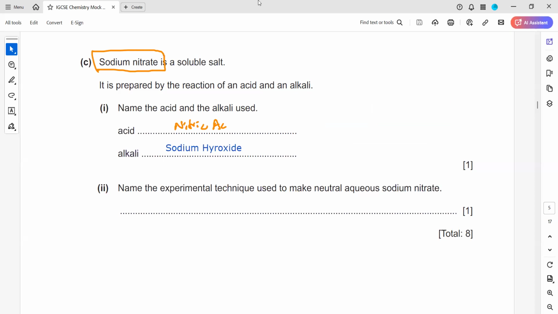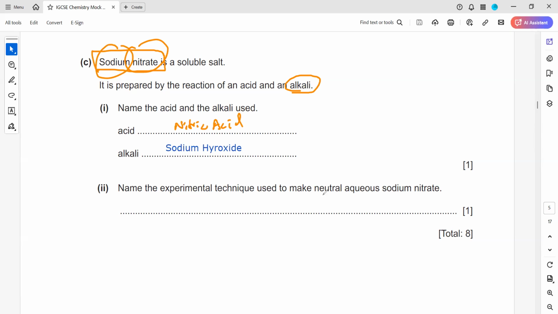Because we want to prepare sodium nitrate, we need nitric acid and we need sodium hydroxide. We need an alkali, which should be dissolved. So when sodium oxide dissolves, it will turn into sodium hydroxide. That's why I mentioned sodium hydroxide.